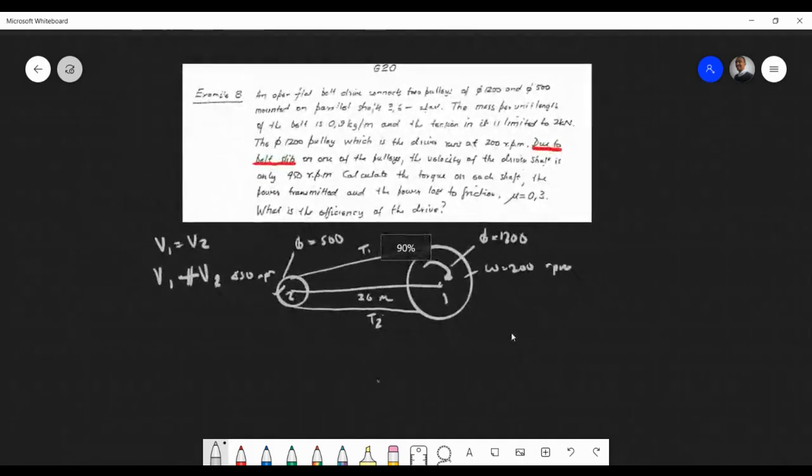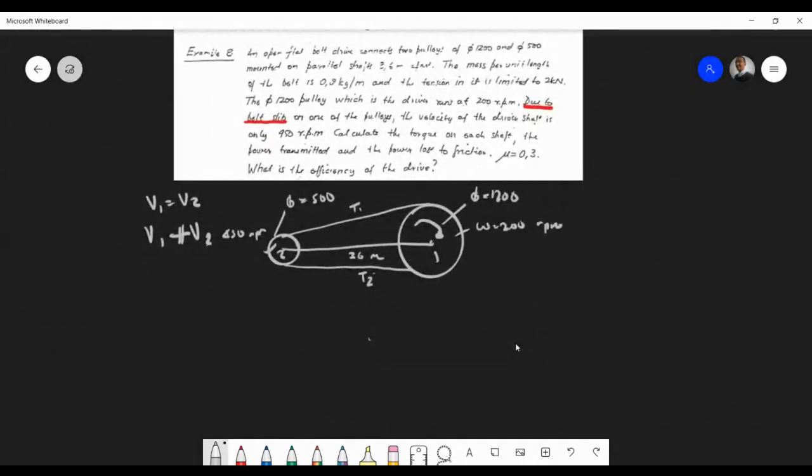Okay, let's start the formula analysis. Looking for the power, so we have to find the power of each side. The first thing we do is, in this case, the angle of lap. We have to use the smaller pulley. Let's see where the slip will occur. Slip occurs here. So the angle of lap is smaller.